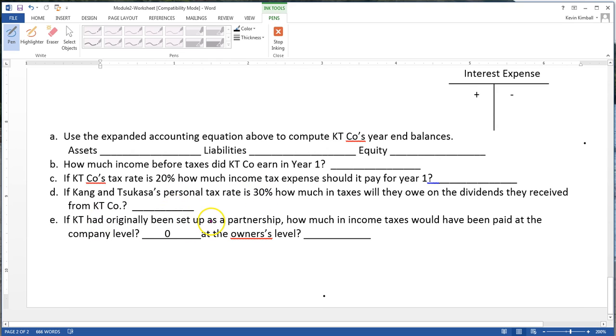If KT had originally been set up as a partnership, how much in income tax would have been paid out at the company level? None would have been paid there, and I guess I've already given you the answer, because you're not taxed at the company level. And then you'd have to say, well, how much is taxed at the owner level? And that would be based on the net income.